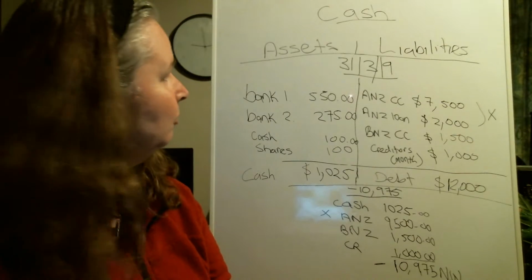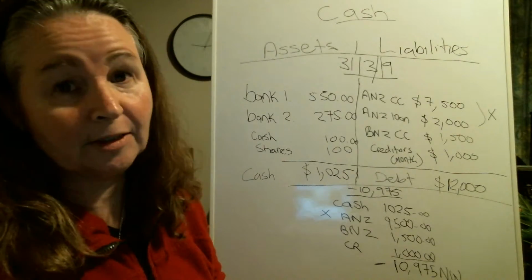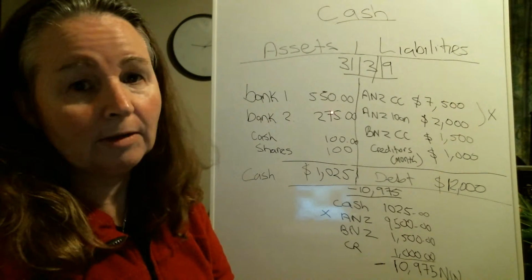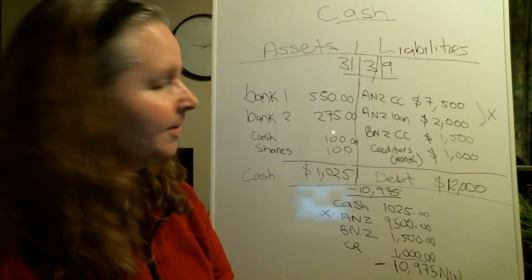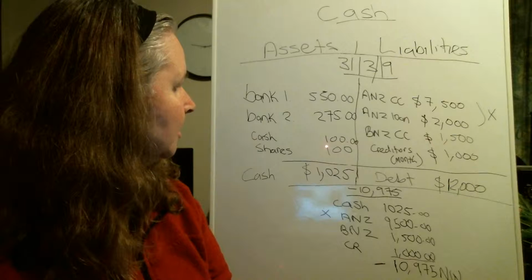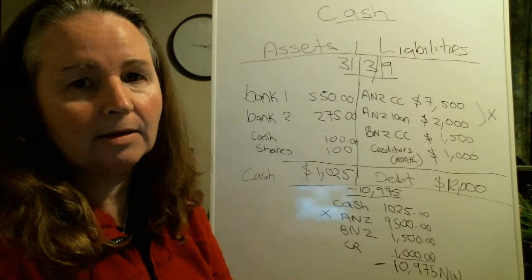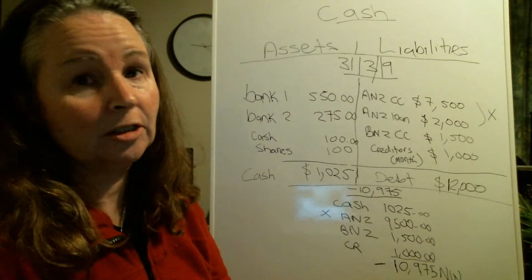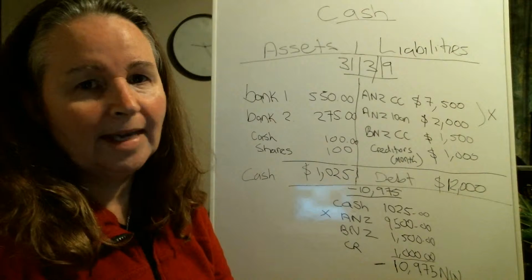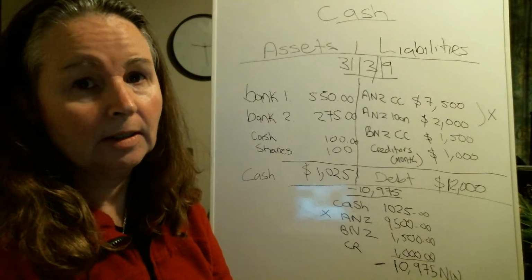So in this example, I've got bank number 1, I had $550. These are just made up figures, by the way. Bank number 2, $275. I've got some cash on hand, $100, and some shares of $100. So that's my cash. Now this is cash or shares or anything that you can convert to cash. So no assets or equities or anything like that, we're just focusing on the cash.